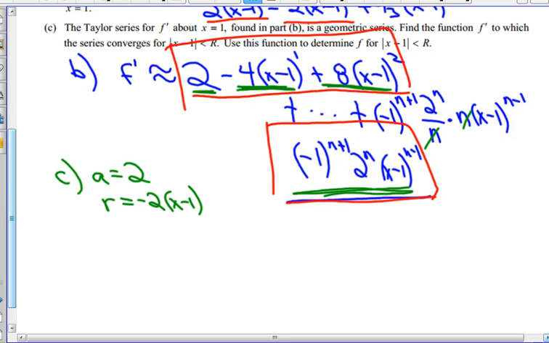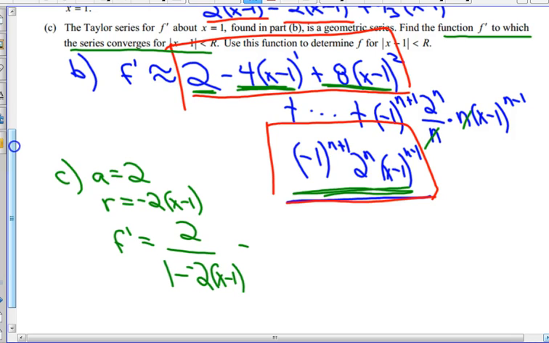Find the function f prime to which the series converges. All right, that means find the sum. What is the sum of the series? It equals a over 1 minus r. So f prime converges to, we could just say f prime, now we can say equals, if you want, a over 1 minus r.